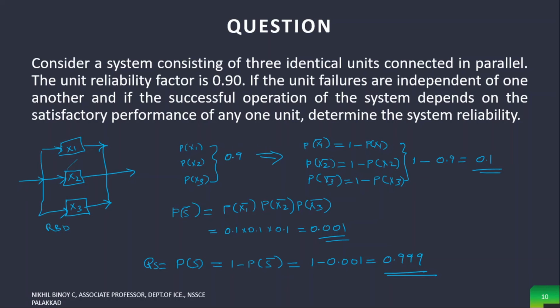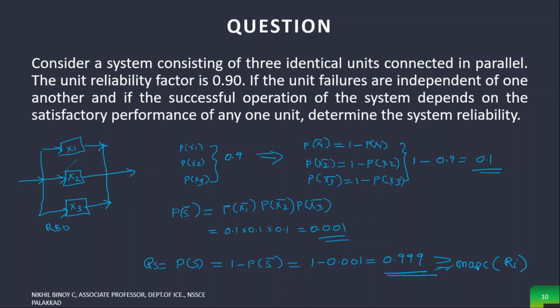So please note, if you have a parallel configuration, then the system reliability will always be greater than or equal to the maximum of the individual reliability. The individual reliabilities are 0.9, 0.9, 0.9. So the maximum value is 0.9. Always the system reliability is greater than or equal to the maximum of Ri. Actually, we can remove this equality. System reliability is greater than the maximum of Ri. Maximum of the reliability of each unit.